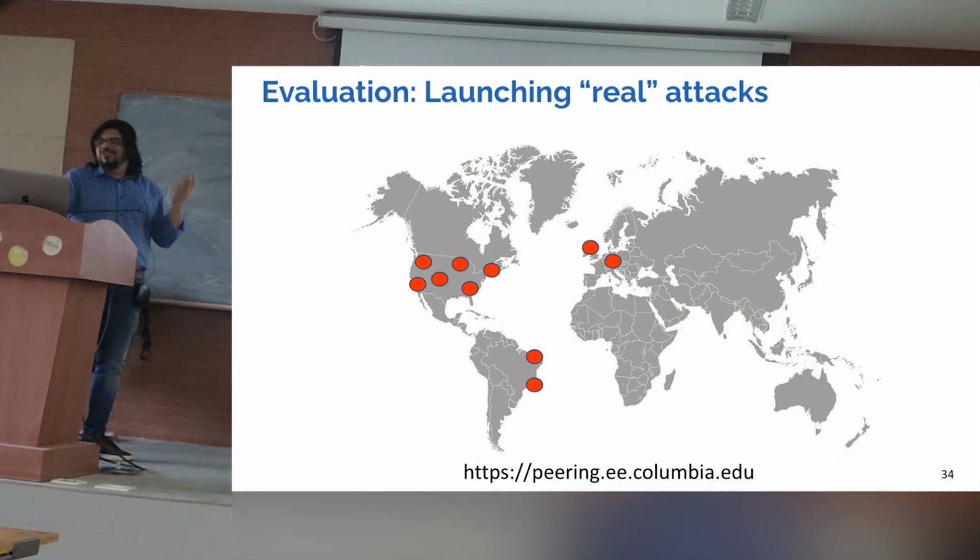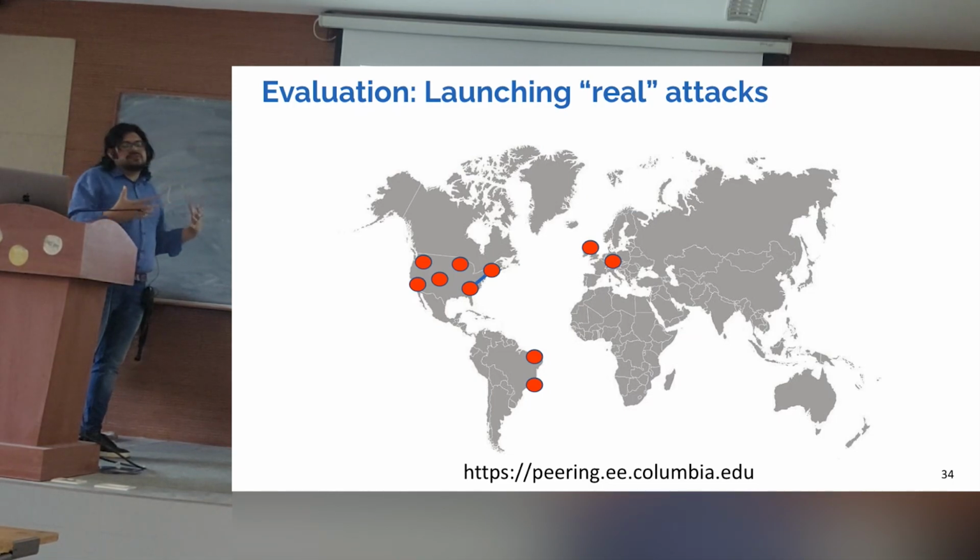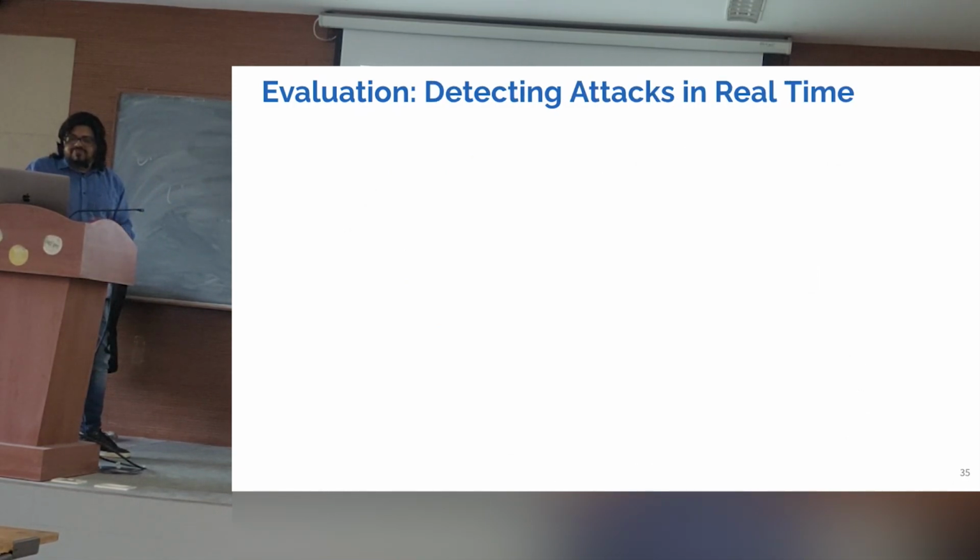Of course, there are restrictions. You cannot disrupt anybody else's traffic. And so what we did was we launched such interception attacks, we captured the data for that, and we tested our system against that.